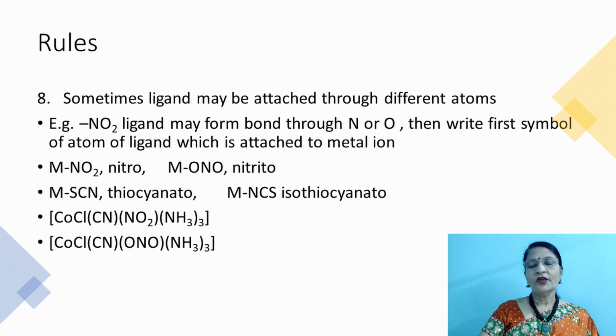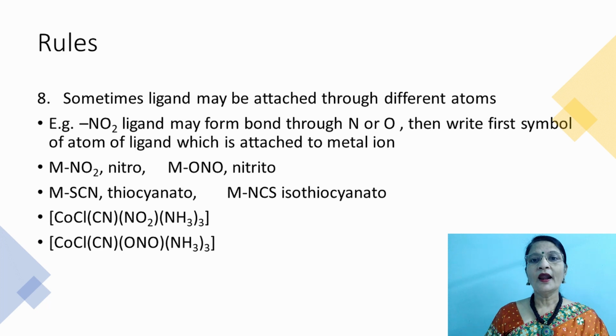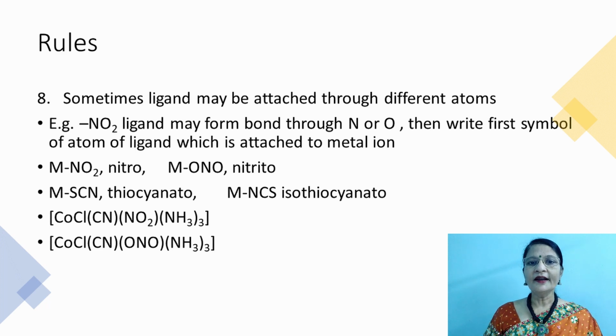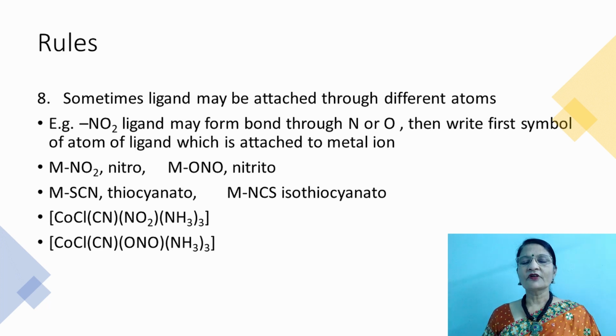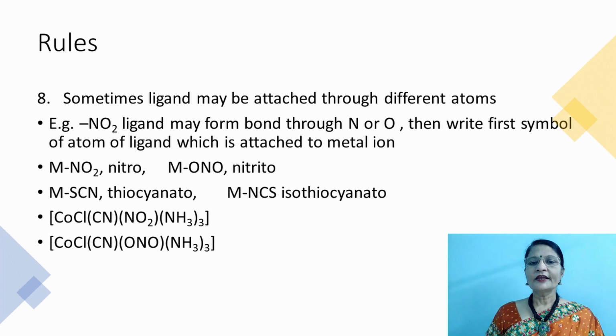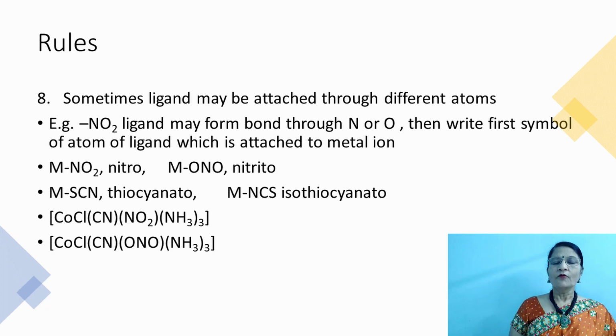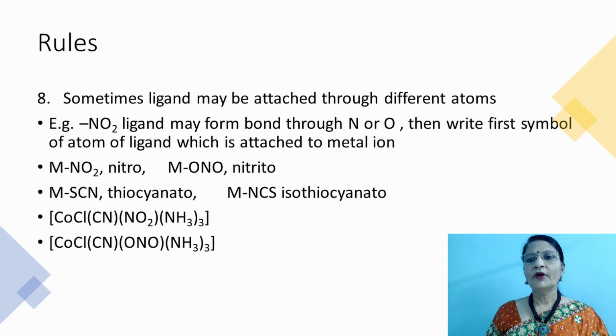But in some cases, it may be possible that a ligand has the capacity to form a bond through more than one atom. More than one atom is present in the same ligand, and both these atoms are able to form the coordinate bond with the central metal ion. We can take the example of the NO2 ligand. NO2 ligand can form the bond with nitrogen as well as with oxygen. So in that case we have to note first the symbol of the atom of the ligand by which it is attached to the central metal ion.